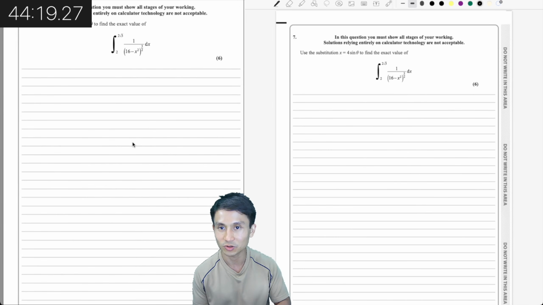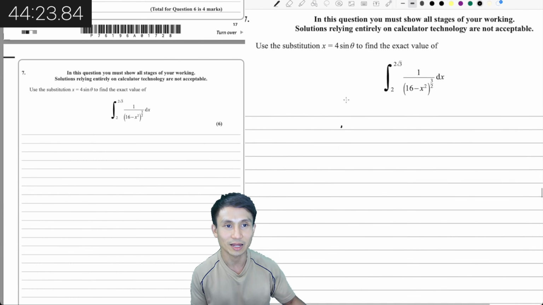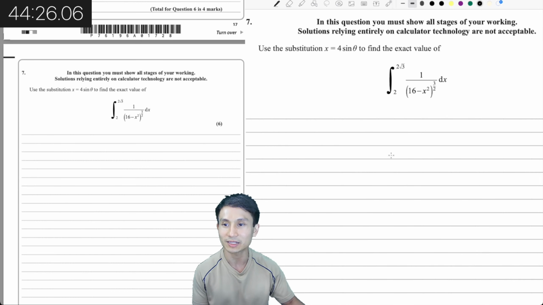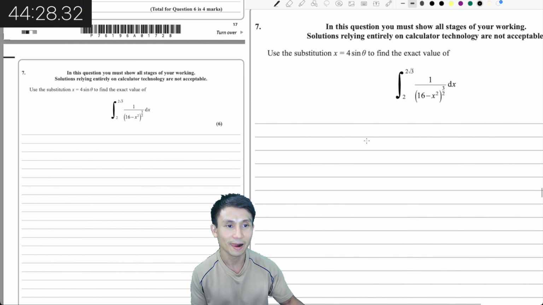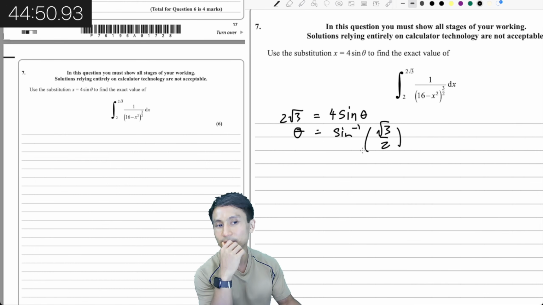We had 44, so I think we're fine. Question 7 asks you to integrate that using substitution. It tells you what to do, I think. So I'm just going to go. Okay, let's change the bounds first. We're going to change the bounds to theta, right? So we do 2 root 3 equals 4 sine theta, just to find the theta instead. So theta would be arc sine of root 3 over 2 if you just rearrange the equation.